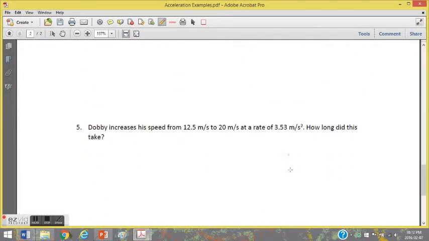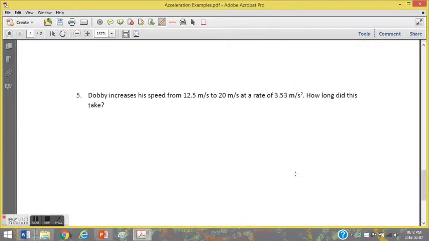Alright, and we've got number 5. Leave room. There's going to be a number 6 that I did not put onto the sheet. You'll have to write one down. I apologize. Dobby increases his speed from this to this. Here's V1. Here's V2. At a rate of that, there's my A.